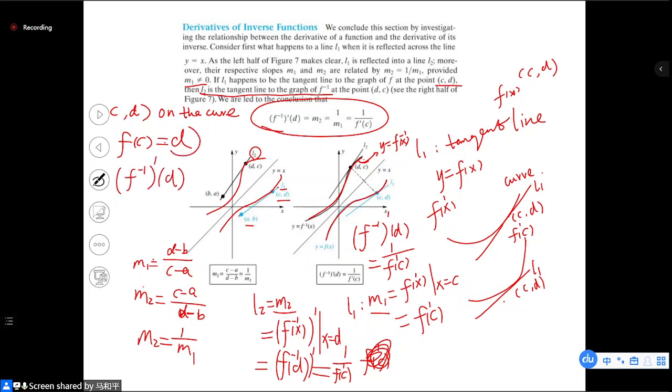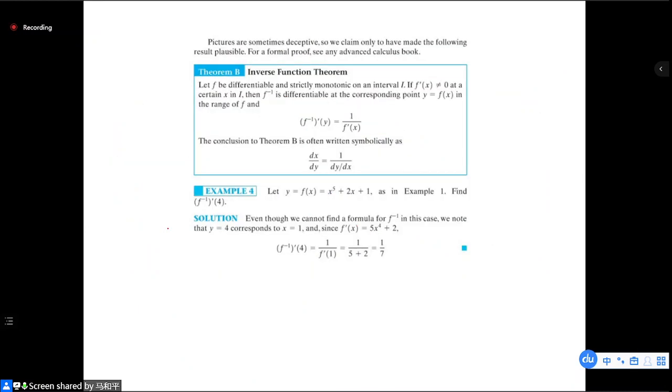And then we have f inverse from d. Here, this is d. How to find d? You should know what c is, and you calculate f(c) is equal to d. So f inverse prime d is equal to 1 over f prime c. You should remember this formula. And then next we will have one example to calculate. From this we have theorem B.